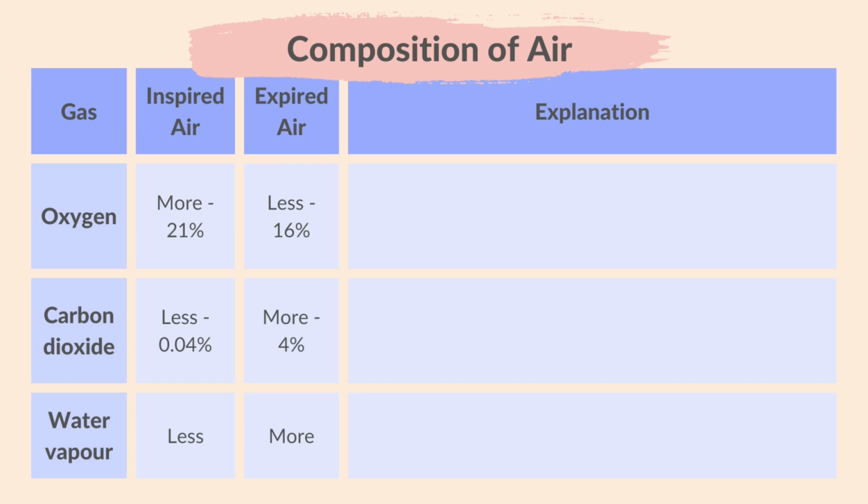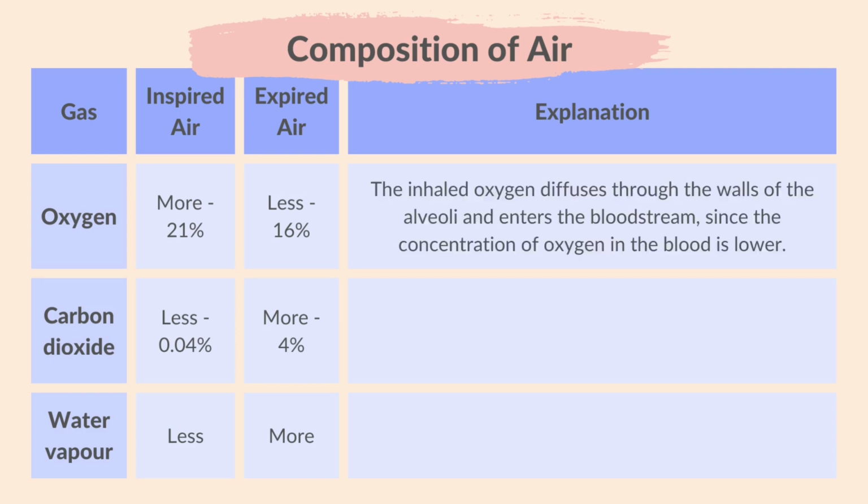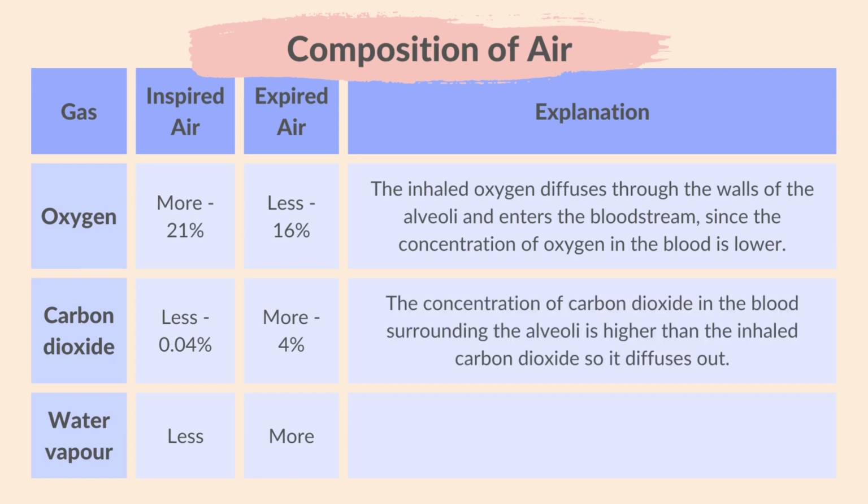So why are there differences in composition between expired and inspired air? In the case of oxygen, the inhaled oxygen diffuses through the walls of the alveoli and enters the bloodstream, since the concentration of oxygen in the blood is lower. The concentration of carbon dioxide in the blood surrounding the alveoli is higher than the inhaled carbon dioxide, so the carbon dioxide diffuses out.